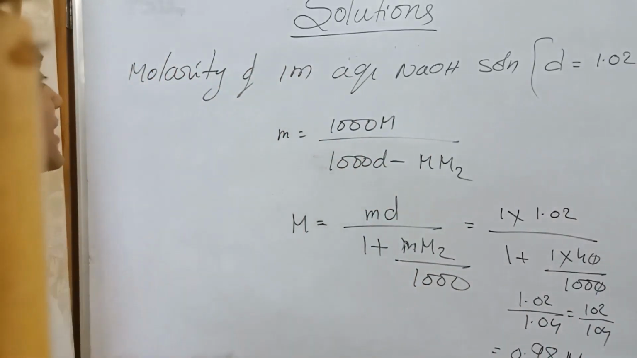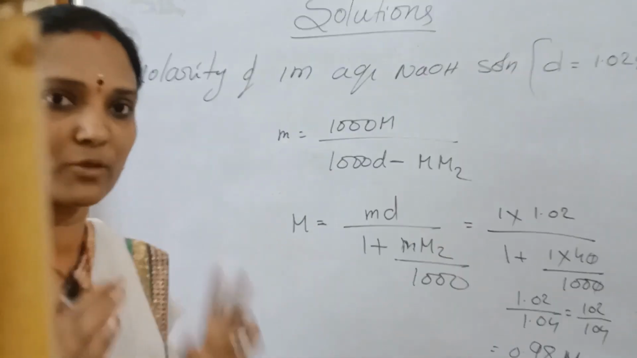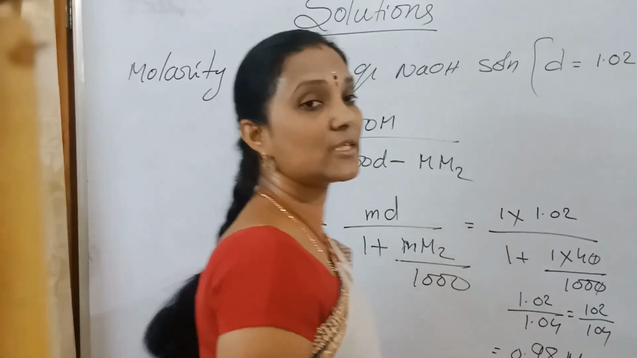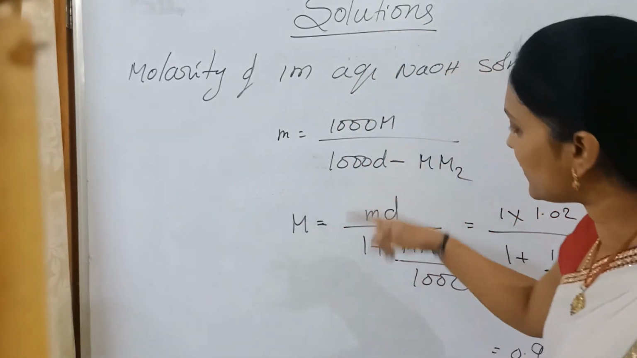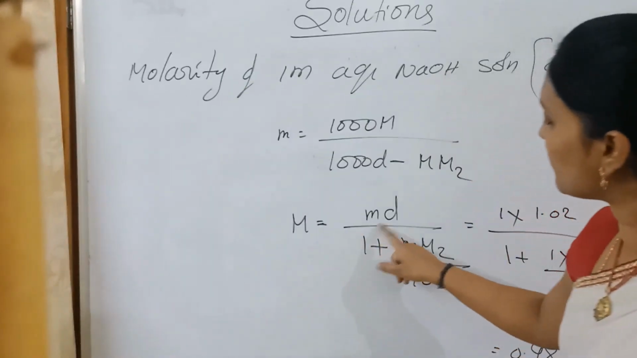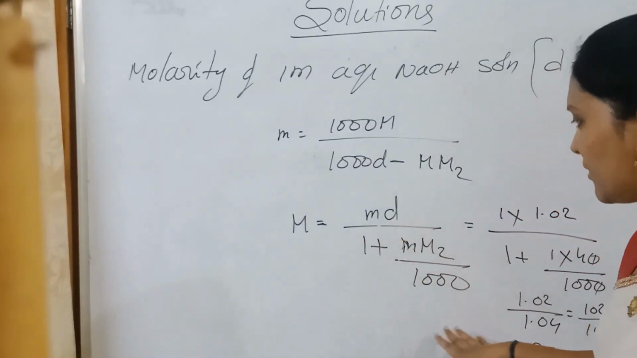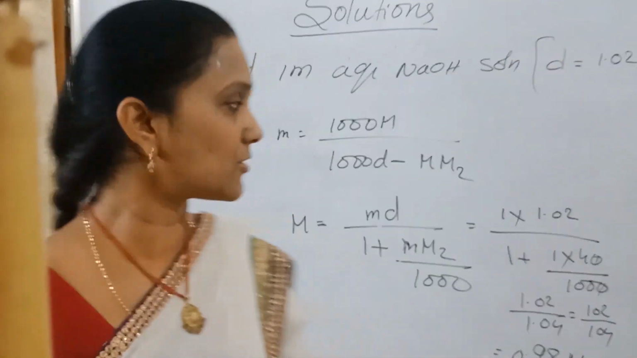It is the relation between molarity and molality. So what we did: we know one direct formula, molarity is equal to 1000 m d by 1000 d minus m M2. But this is simplified because we want to calculate molarity here. Molarity is equal to m d by 1 plus m M2 by 1000. Just substitute all, and you will get the answer. Very easy to solve. Okay.